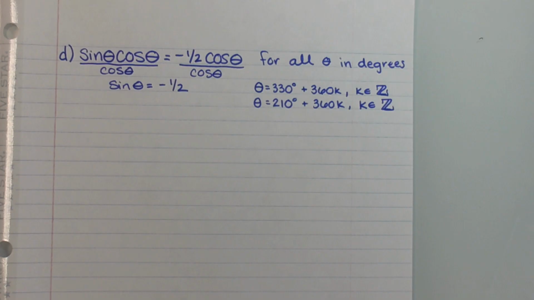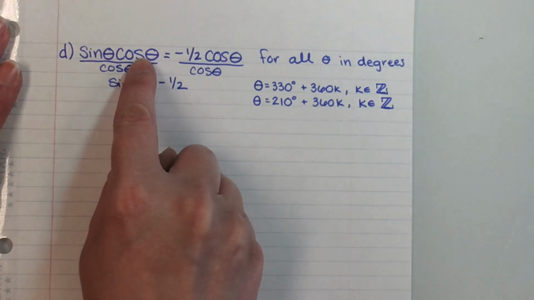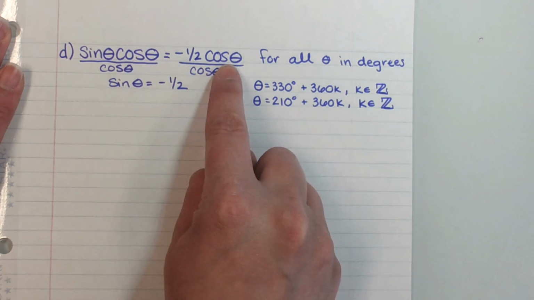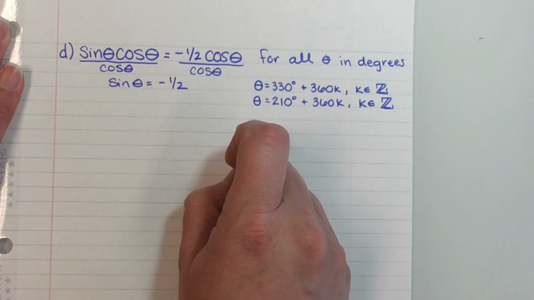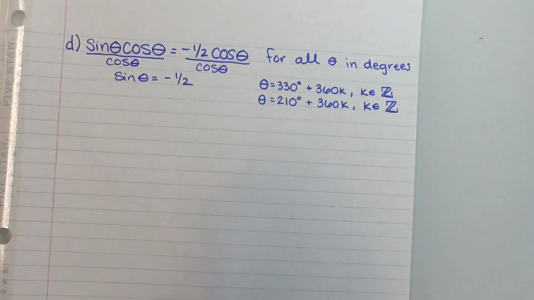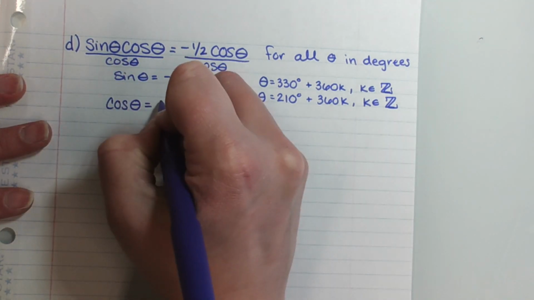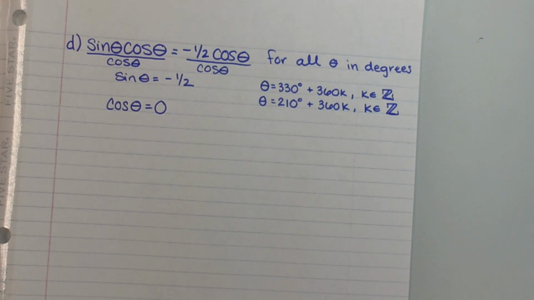Now, if cosine is equal to 0, would this equation also be true? If cosine is 0, this becomes sine times 0. What's sine times 0? 0. This side becomes a negative 1/2 times 0. You get 0 equals 0. So if you're going to divide by cosine, you also have to take into account the situation where it is 0. If you're going to divide by one of the trig ratios in order to solve, you also have to set that trig ratio equal to 0 for the alternative situation where you weren't allowed to do that.